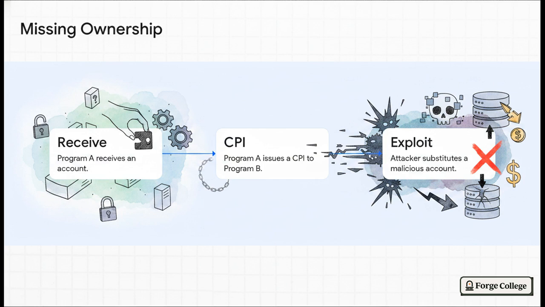Because Program A trusted the input without asserting the owner, it gladly passes the poisoned account right along to Program B, resulting in corrupted state or, worse, drained funds. You simply cannot trust an input just because it fits the shape of what you asked for.